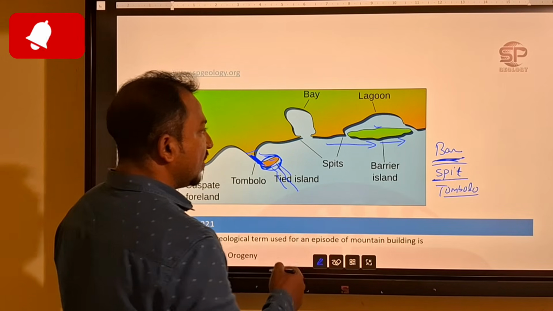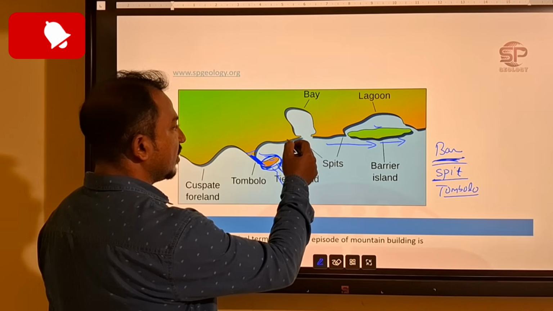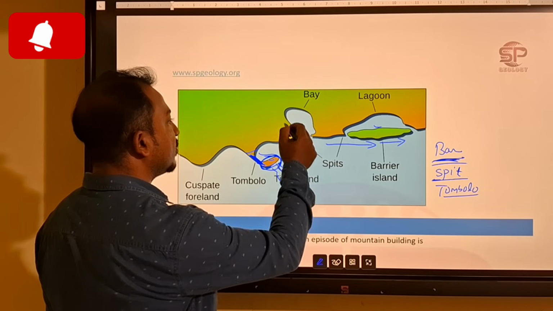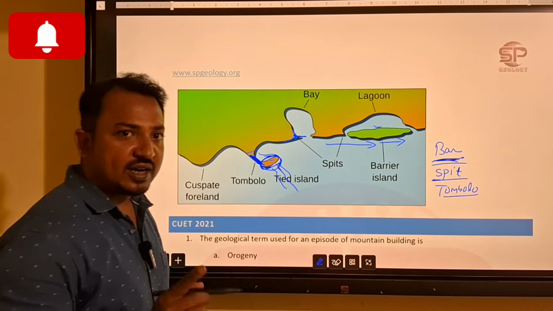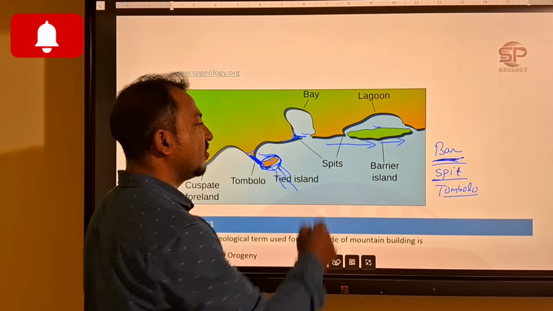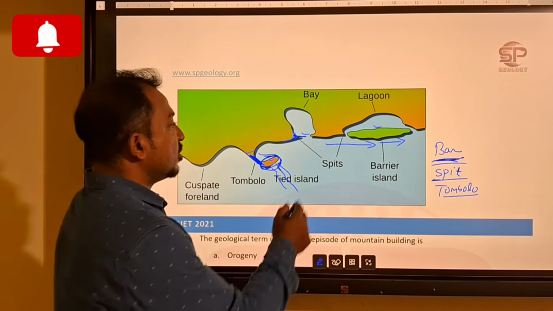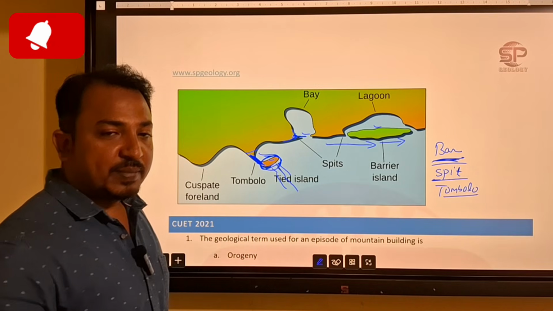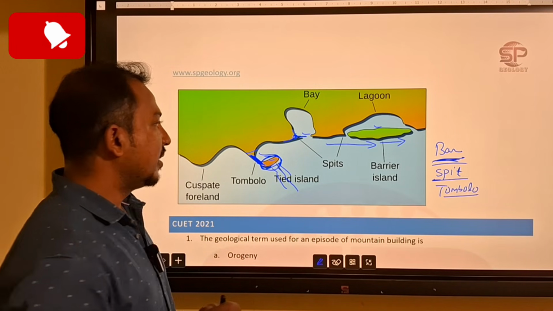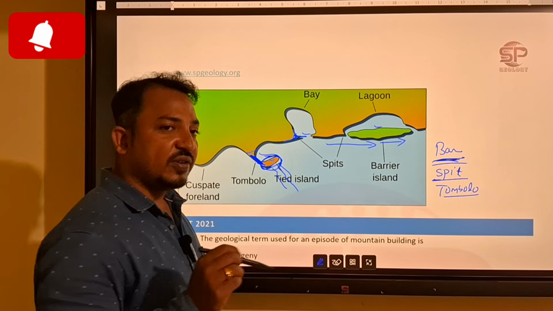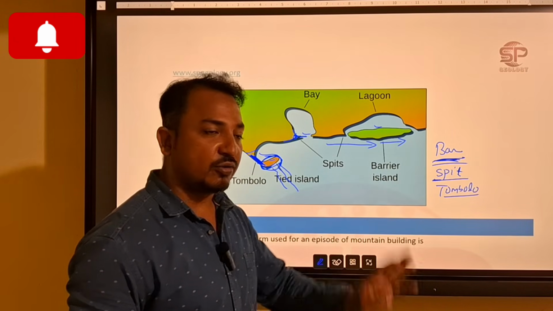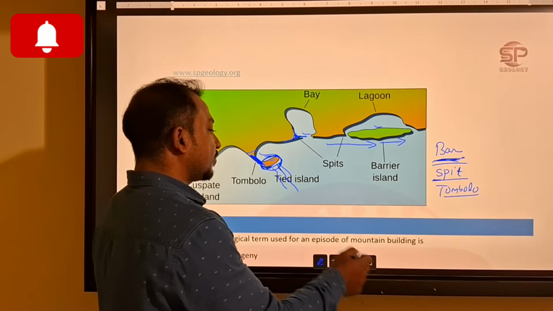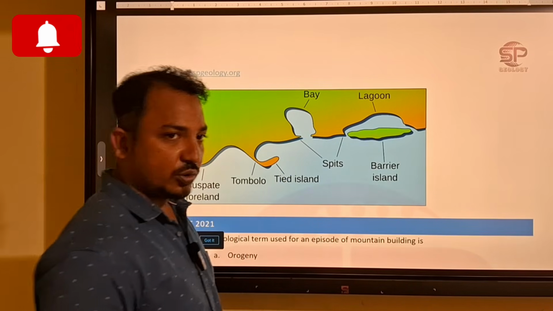Then spit is another bar. Where you find a bend in the coastal region, you will find a deposition connected to the mainland at one end and open to the sea at the other end, that is called a spit. So spits are produced where there is a bend in the coastal region. Tombolo is formed because of the presence of an island, and a barrier bar is produced because of longshore current. Spit is also produced by longshore current.